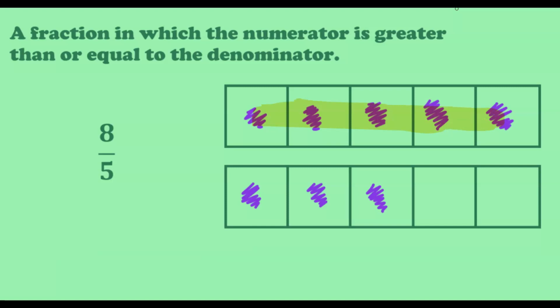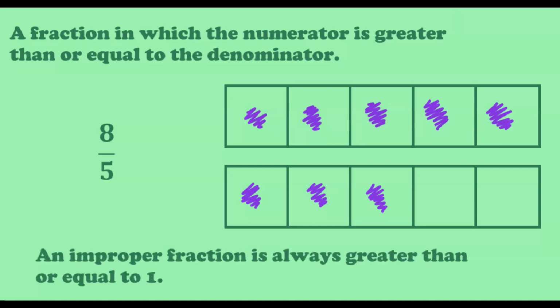And whenever we have an improper fraction and we model it, we will always shade the entire rectangle or more than it. This is because the numerator is always greater than or equal to the denominator in the case of an improper fraction. And so the number of parts we shade will always be greater than or equal to the number of parts that the whole rectangle is divided into. And because of that, an improper fraction is always greater than or equal to 1.